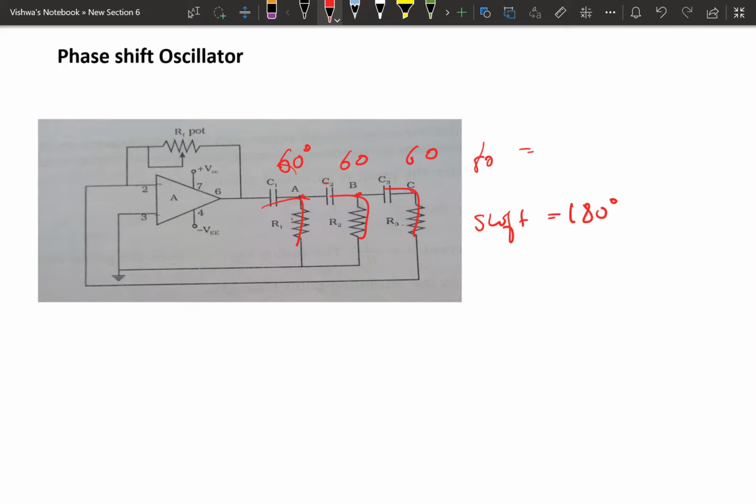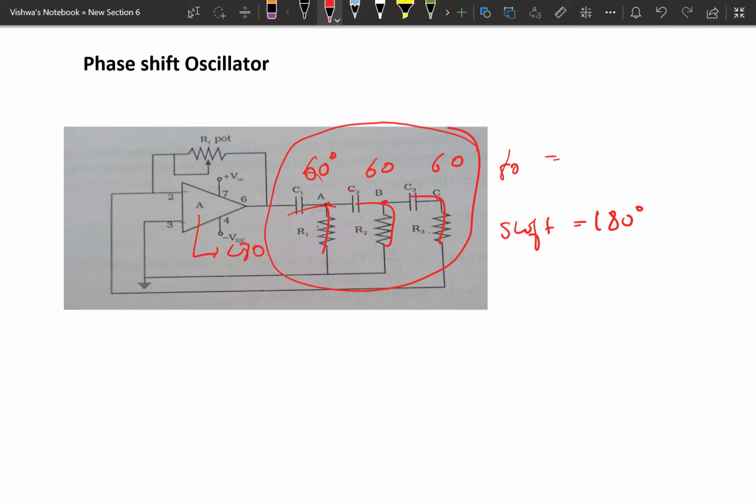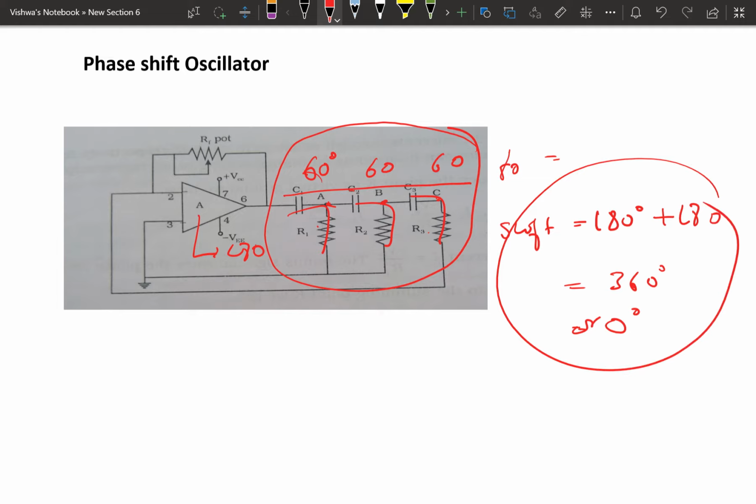Here this 180 degree phase shift is by the RC network, but there is also an amplifier we are using. That amplifier also makes a phase shift of 180 degrees. So this is 180 plus 180, equal to 360 degrees phase shift, or you can take it as 0 degrees. So the total phase shift of the phase shift oscillator is 0 degrees or 360 degrees.